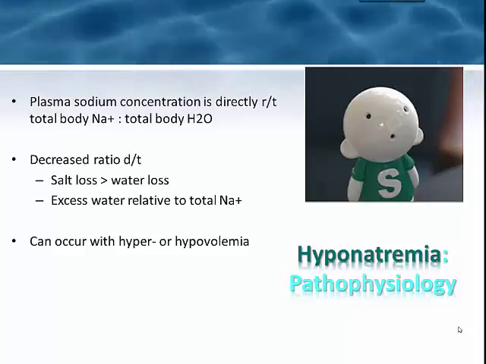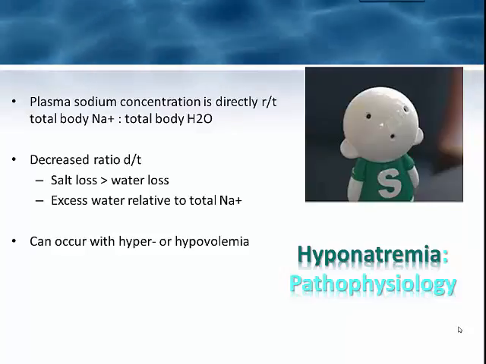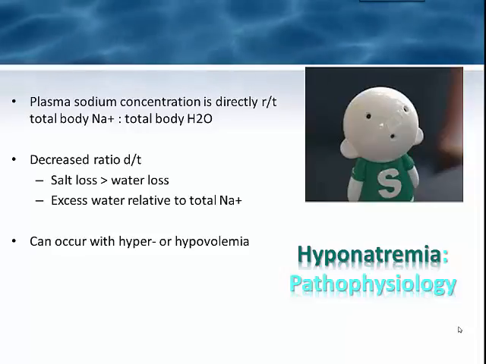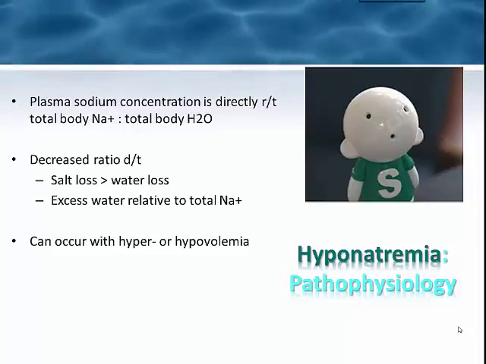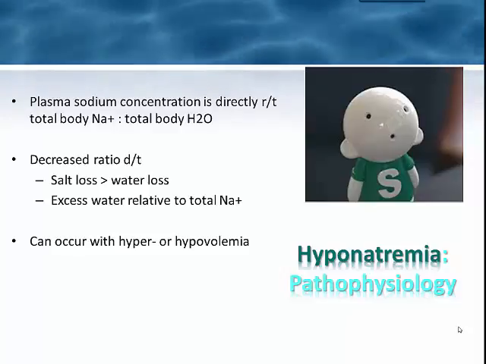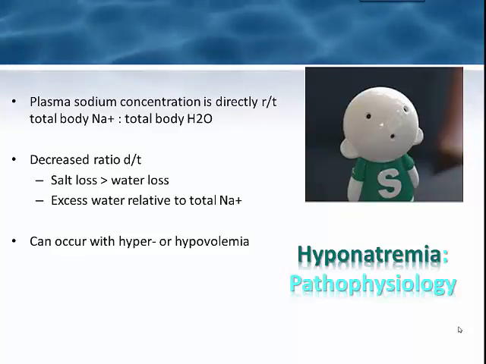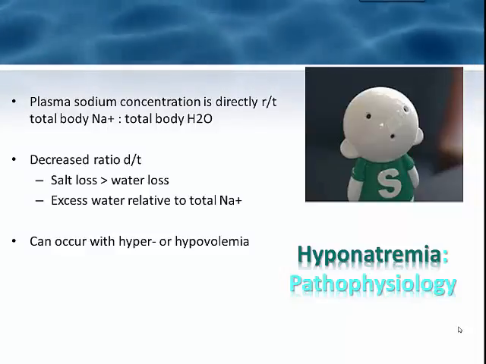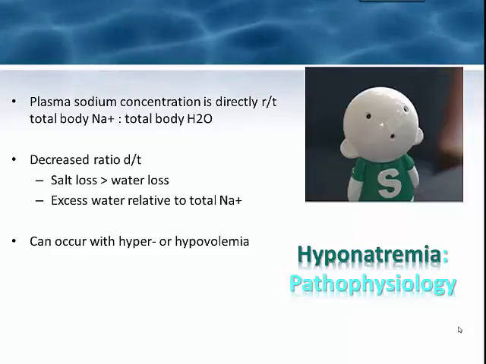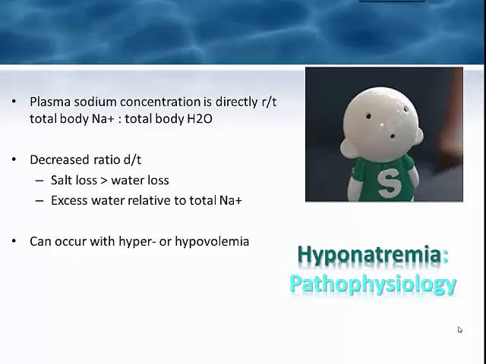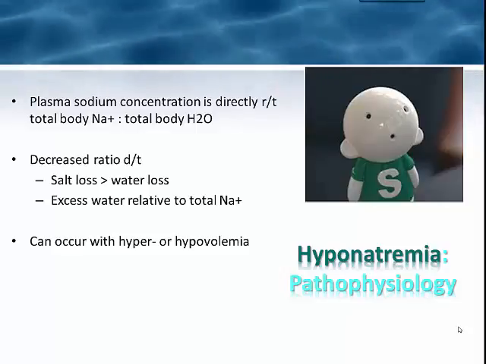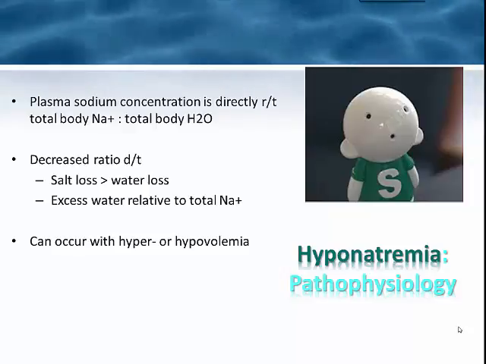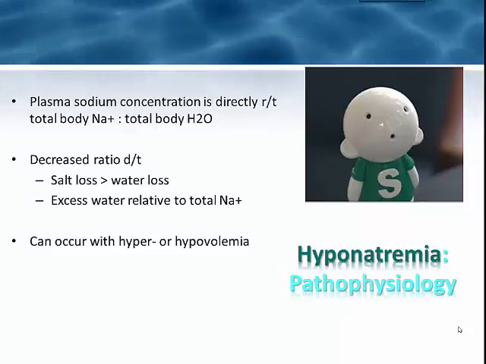The second cause is excessive water relative to the total sodium. And this would be what we call a dilutional hyponatremia. It's associated with an increase in the water. Too much water too fast. Situations called water intoxication. It dilutes the patient's serum sodium level by an increase in the ratio of water to sodium. It increases extracellular fluid volume with normal or elevated total body sodium.